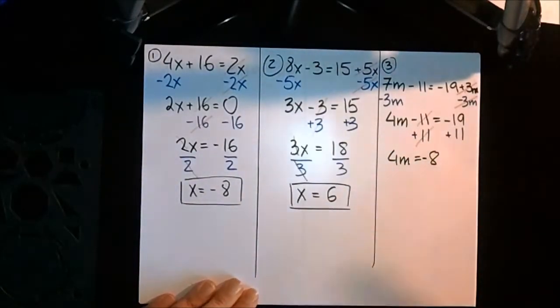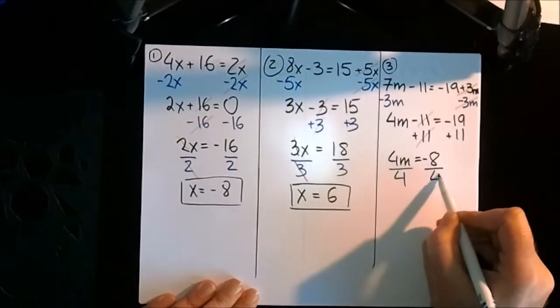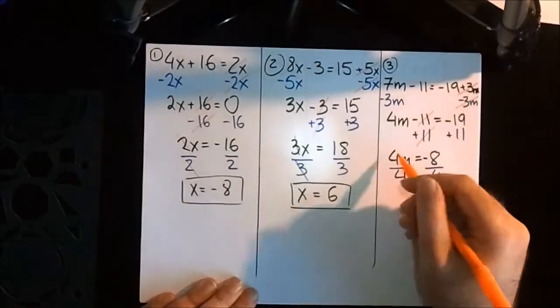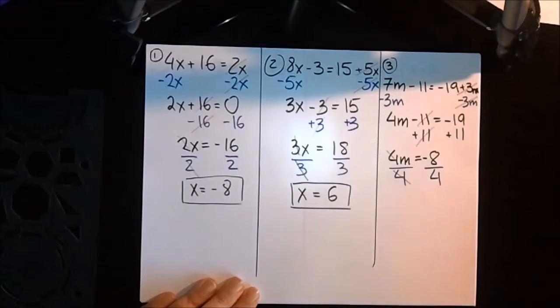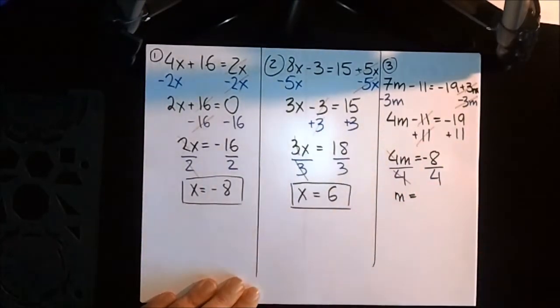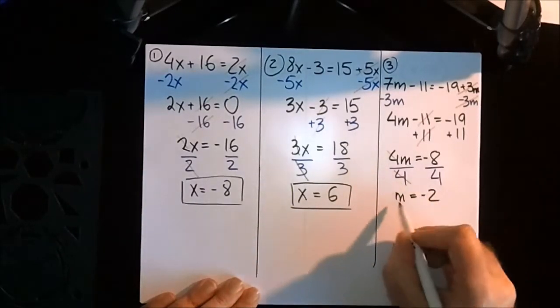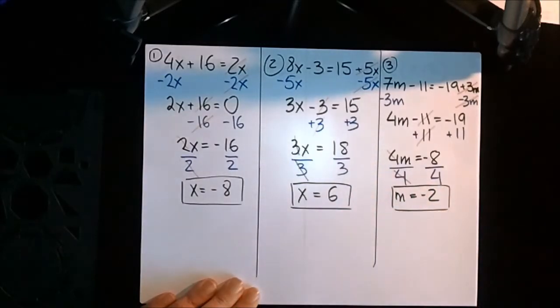And then I'm going to get rid of this multiplied by 4 by dividing by 4 on both sides. Multiply by 4, divide by 4 is the opposite. That simplifies down to 1. So 1 times m is m itself. There's just an m here. Negative 8 divided by 4 is a negative 2, because different signs for division always yields a negative number.